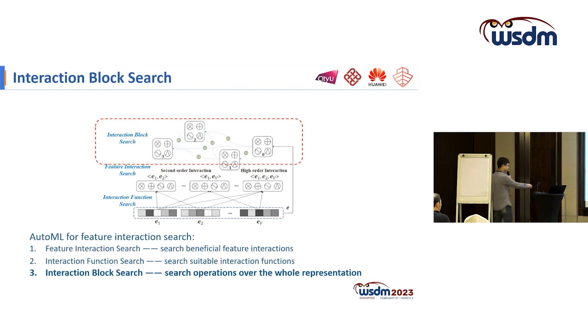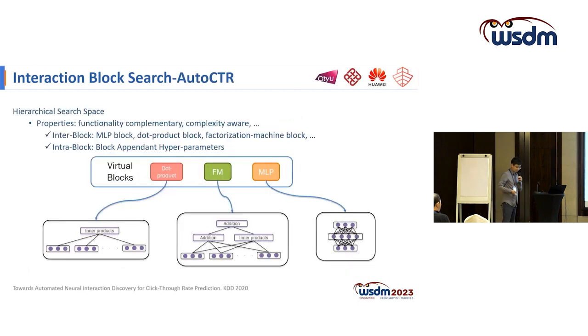And the first work here is called AutoCTR. And it designs a hierarchical search space. And the inter-block search space tries to observe what blocks there are. And according to the properties they define, called functional complementary and the complexity aware principle, they define three different blocks. The first one is the MLP block, the second one is the dot product block, the third one is the FM block. And as an inner search space, which is intra block, they search for the hyperparameters within each block.